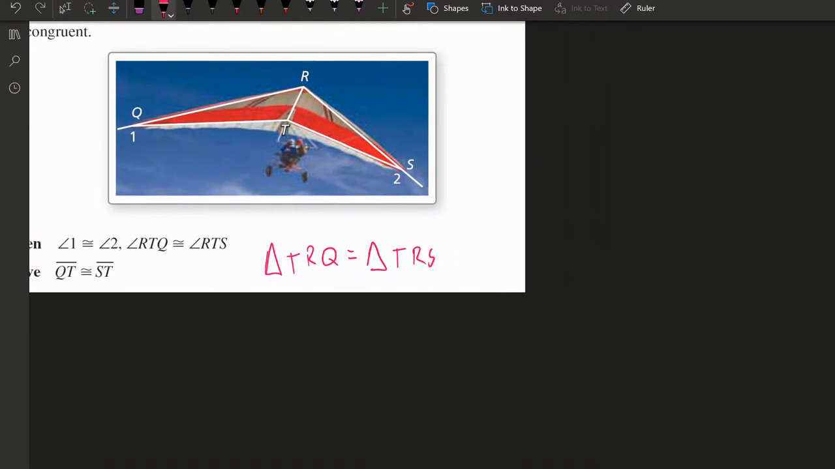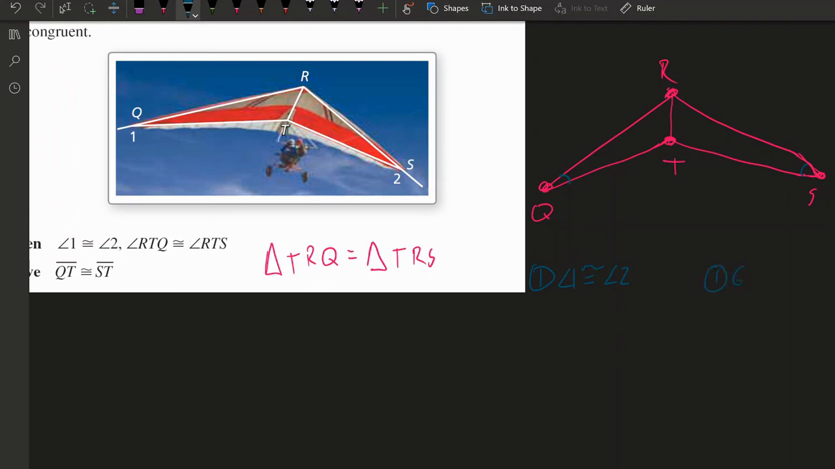I'm going to draw this separately because I think I will be able to look at this easier. That is not my best triangle. Picture not drawn to scale. QRST. Okay, so now first thing, angle 1 is congruent to angle 2. Angle 1 is congruent to angle 2.